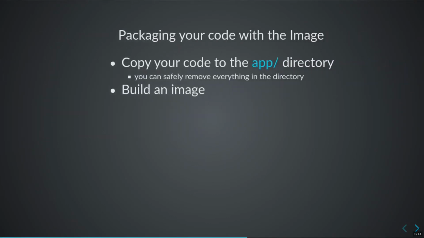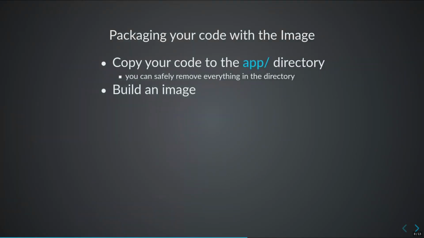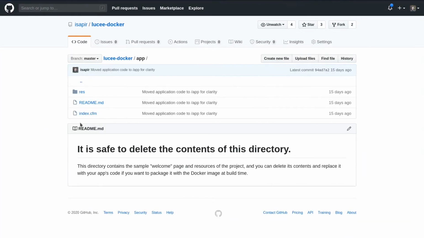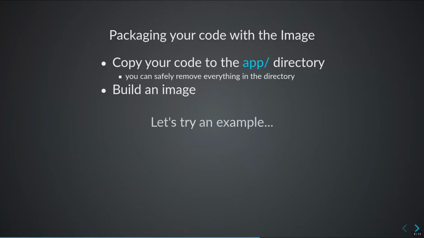Let's look at packaging your code with the image first. That is done by replacing the contents of the app directory from the Lucee Docker project with your code and then building the image. If you look at the app directory, there is a README file that says very clearly it is safe to delete the contents of this directory. Let's see an example of how that works.